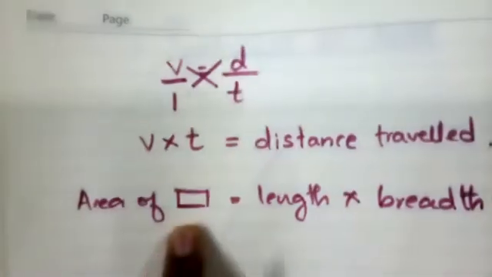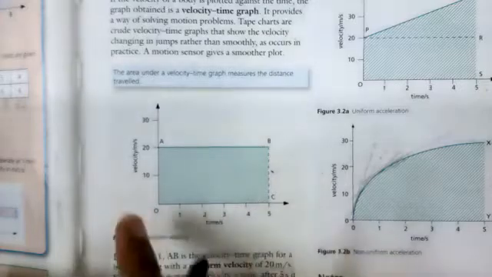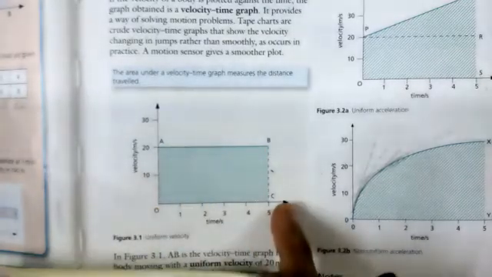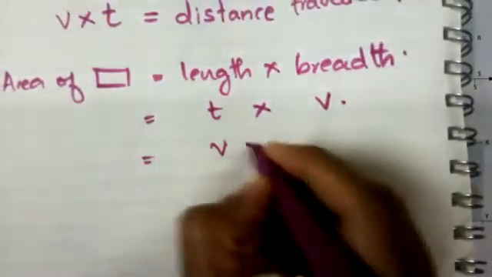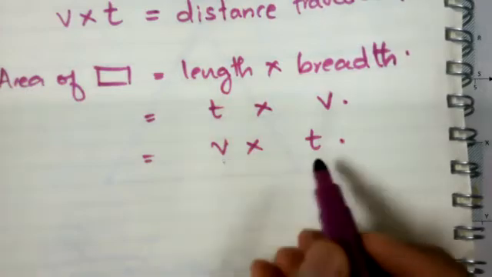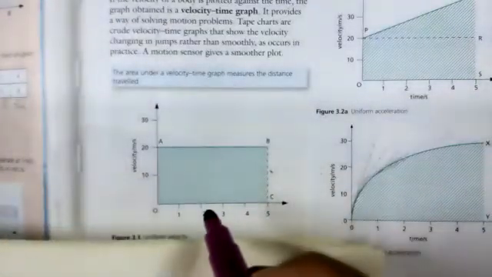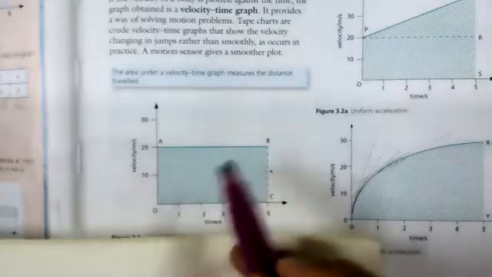Now, in this case, our rectangle is this graph, velocity time graph. This is our rectangle, where the breadth is the velocity and the length is the time. Length is time and breadth is velocity, which is the same as this, doesn't matter. So that is why the area under the graph is equal to the distance traveled by the object. So the distance traveled can be calculated by multiplying velocity and time, and also the area under the graph.